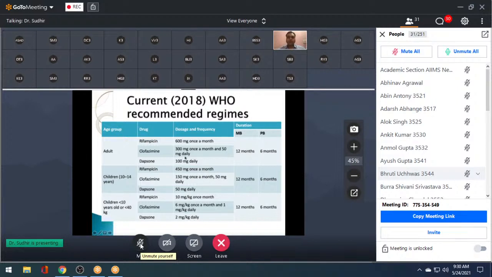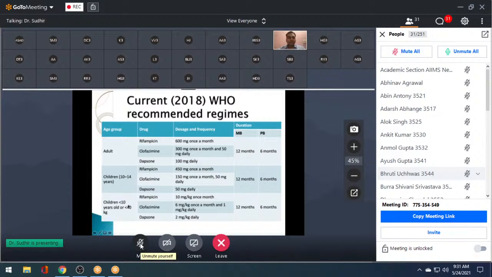Then you have to hand over the packets to the subject and ask him to come back with the empty packets, so that you can assess compliance, whether he has taken the medicines or not. In case of children, you have to give lower doses. For 10 to 14 years, give rifampicin 450 milligram once a month, and clofazimine, similarly a lower dose, 150 milligram once a month and 50 milligram daily, and dapsone 50 milligram daily.